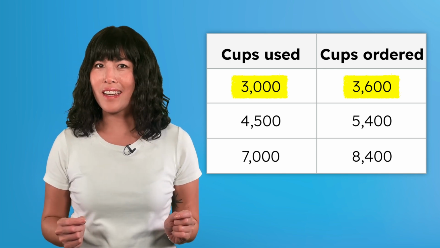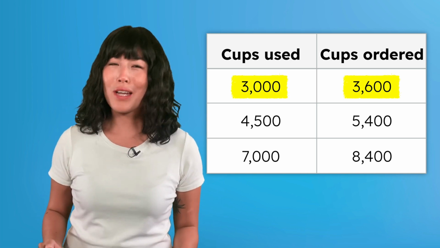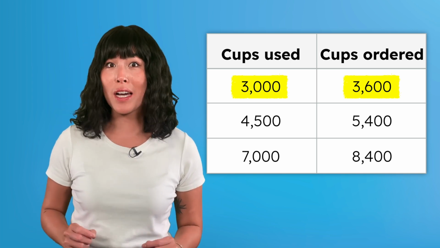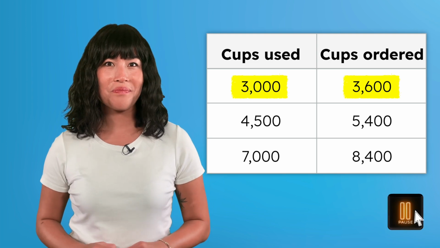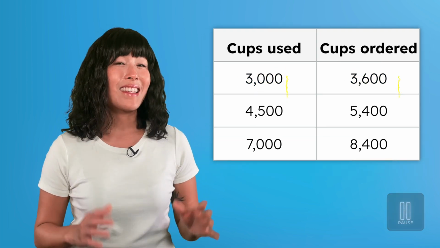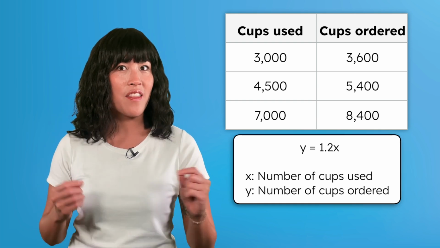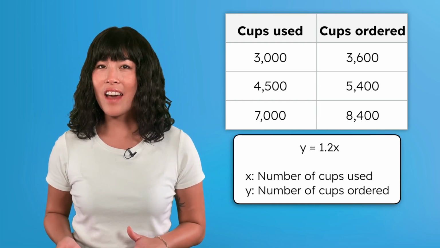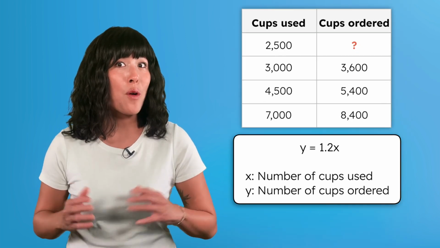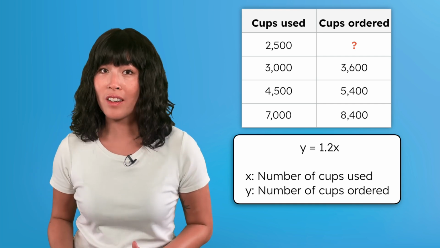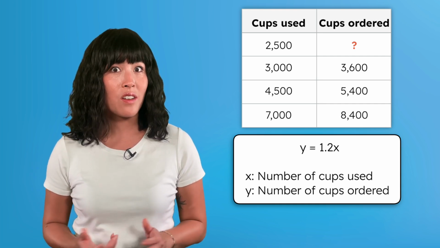I think this sounds like the perfect job for an equation. Pause the video and write an equation in y equals mx form to model this relationship. The equation y equals 1.2x models the relationship between the number of cups used, x, and the number of cups ordered, y. Remember, we're trying to figure out how many cups we need to order if we're planning to use 2,500. So what's our next step?